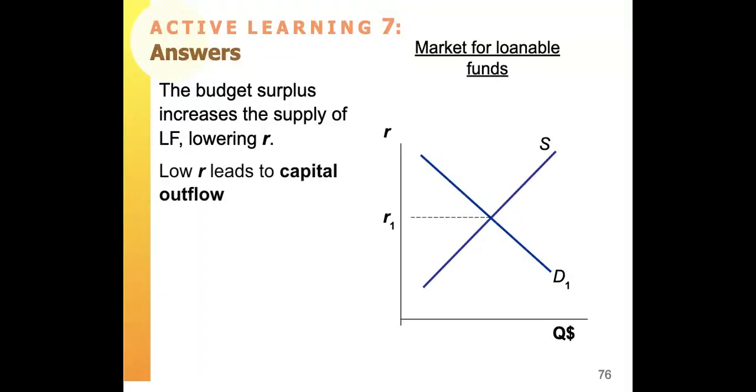So a budget surplus means that there's going to be either a decrease in the demand for borrowing, which is what I did here, or you can increase the supply of saved money, which is where the supply of loanable funds comes from. Either of those things is going to reduce our real interest rate down to R2. Now, if interest rates go down, we know that leads to capital outflow.